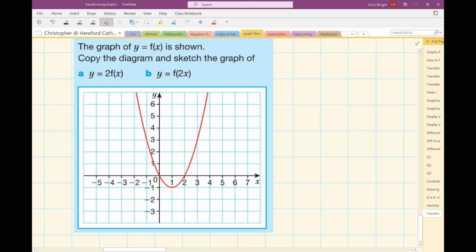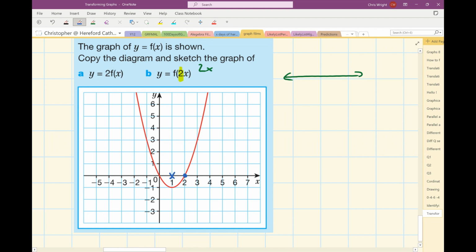Now, in part B, the change is inside the bracket. So we know we're going to be changing the x coordinates. It's going to be a horizontal change, and it's going to go in the wrong direction. So it looks as if we're multiplying by 2. So in fact, we're going to divide the x coordinates by 2. So let's take a few points and divide those x coordinates by 2. This point here has an x coordinate of 2. So if I halve that, it will have an x coordinate of 1.